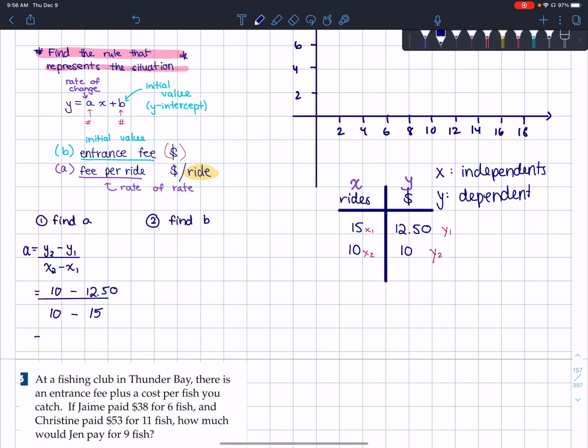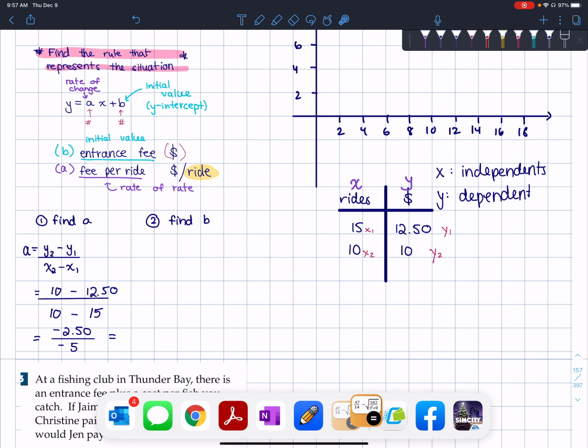And now here you subtract. So on the top you do a subtraction. 10 minus 1250, we get negative 250. On the bottom you do another subtraction. 10 minus 15, you get negative 5. And now here, this is a division. So you need to divide the top number by the bottom number.